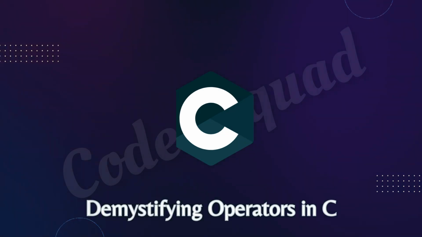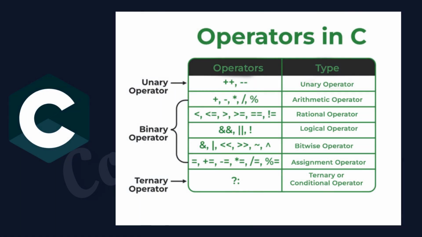Welcome to today's tutorial on operators in the C programming language. Operators are symbols used to perform operations on variables and values. Understanding them is crucial for writing efficient and expressive code. Let's dive in and explore the world of operators in C.